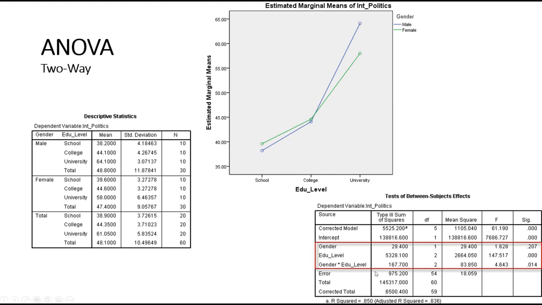On the bottom right, you can see that the two-way Anova produces multiple F-test results. The interaction between gender and educational level is shown in this row, and you can see that that significance level is statistically significant at 0.014.